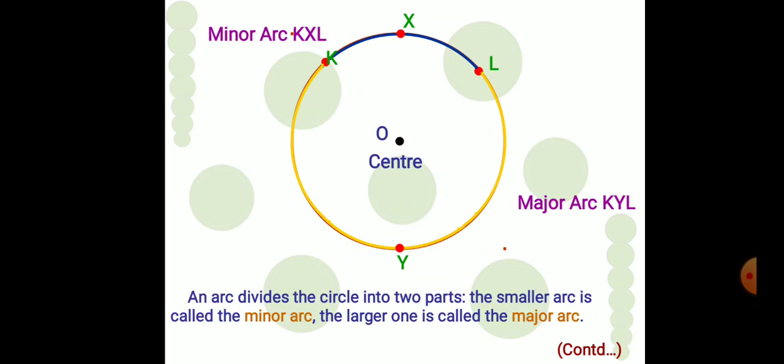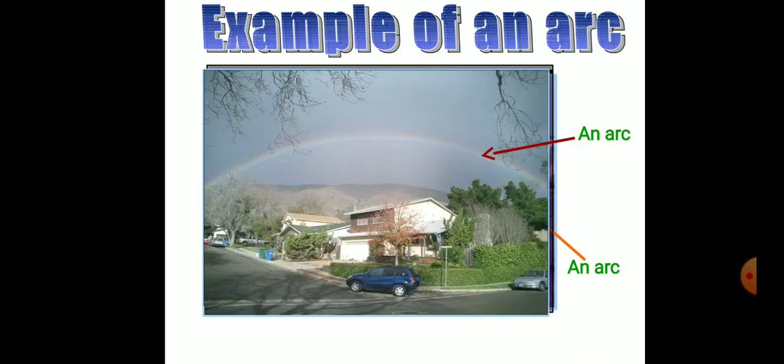The smaller arc is called the minor arc and the major part of the circle is called the major arc. As you see here, the arc KYL is the major arc and the arc KXL is the minor arc for the given circle. So an arc divides the circle into two parts. The smaller arc is called the minor arc and the larger one is called the major arc. These are a few real life examples. You can see a rainbow, it is an arc.